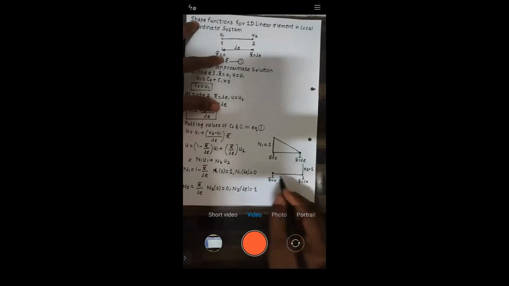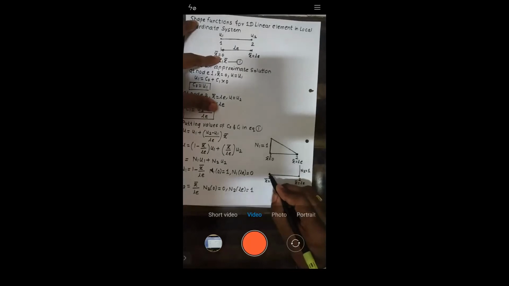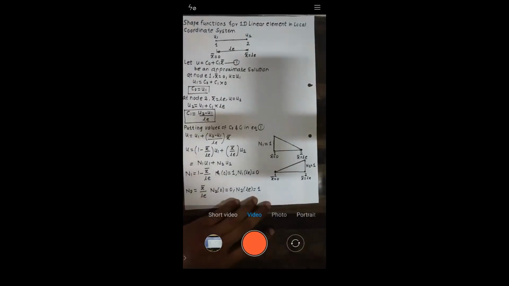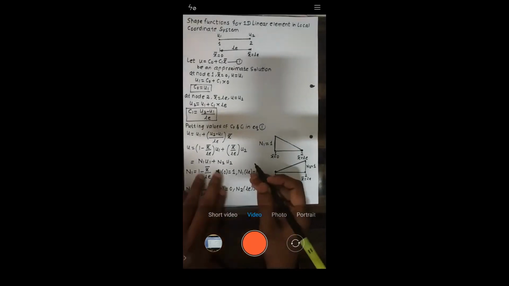Yes or no? See here, at node 1, the value is 0, and at node 2, the value is 1. So here again, you will get a connection like this. Yes or no? Let me know. Have you understood? Yes. Let's start.